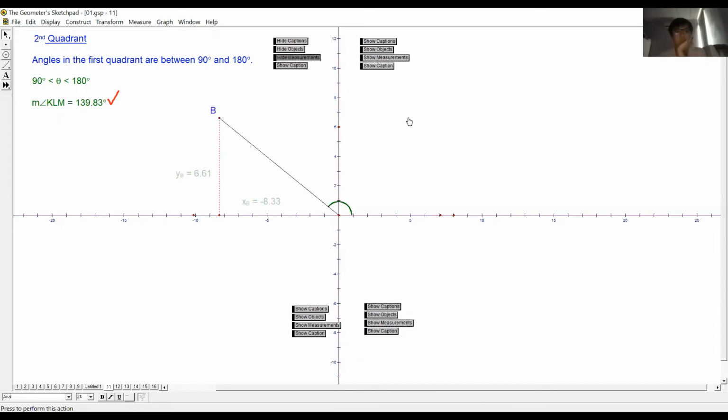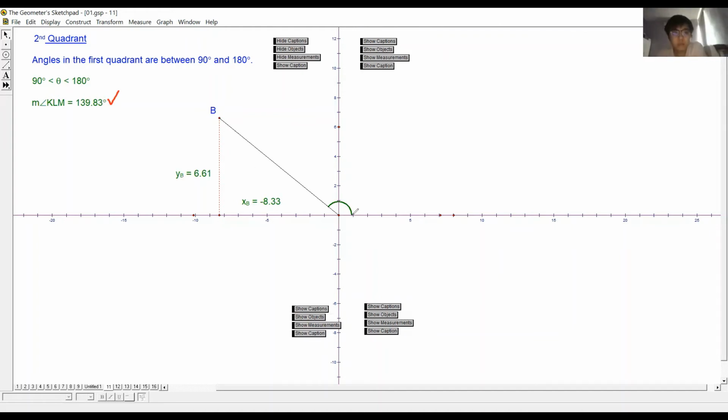Now let us look at the coordinates of this angle in the second quadrant. The y coordinate is positive because it is above the x-axis. However, the x coordinate is a negative number because it is on the left hand side. So in this quadrant, we have two numbers, one is positive and one is negative. So we're going to look at how to call this line here.